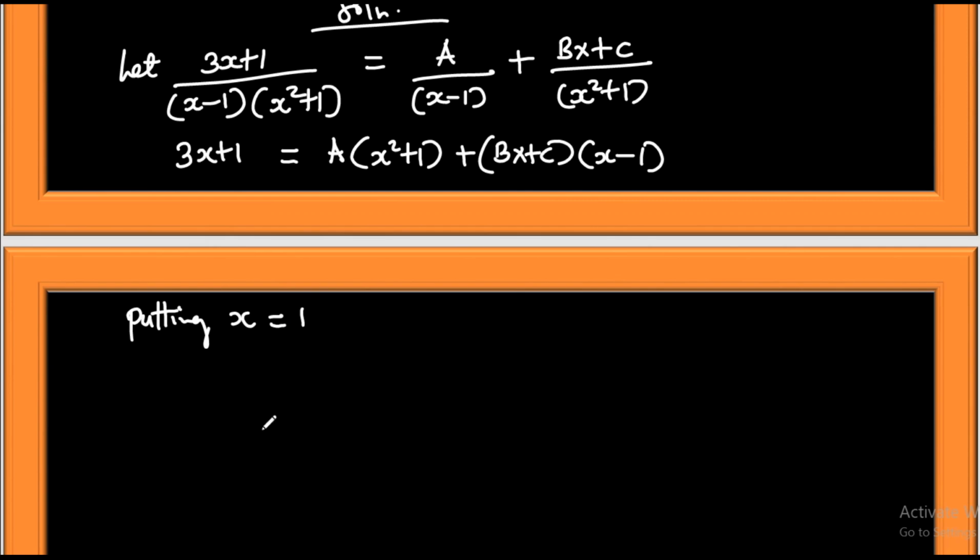When you put x equals 1 on the left-hand side and right-hand side, on the left-hand side we shall have 4. On the right-hand side, the whole of the second term goes to 0 because x minus 1 makes it 0. So now we remain with x squared, which is now 1 squared plus 1, giving us 2. So the final expression becomes 2A. And that means the value of A becomes 2.